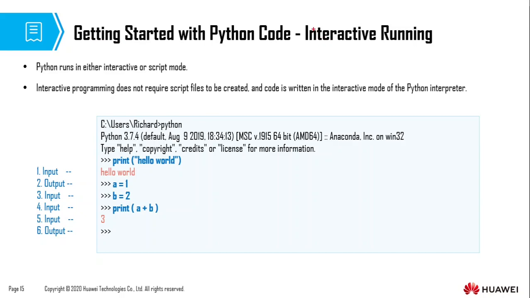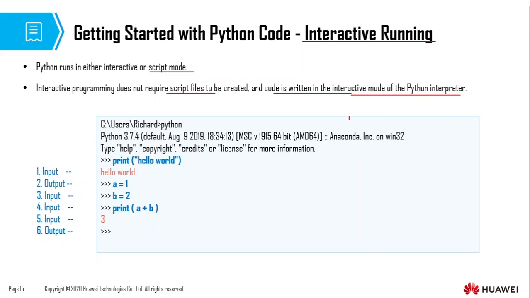Python can run in one of two ways. The first one is called interactive mode, and the second one is called script mode. Interactive programming does not require a script file to be created. The code is written in the interactive mode of the Python interpreter.